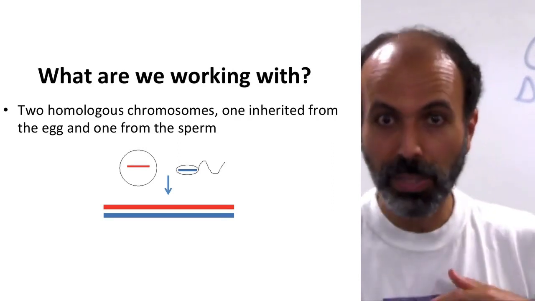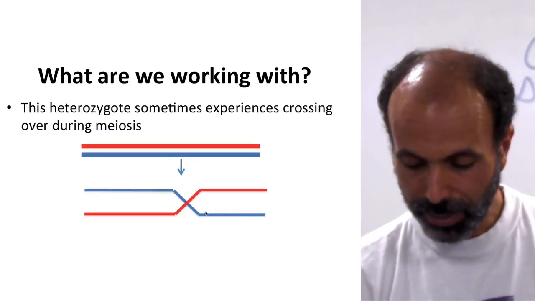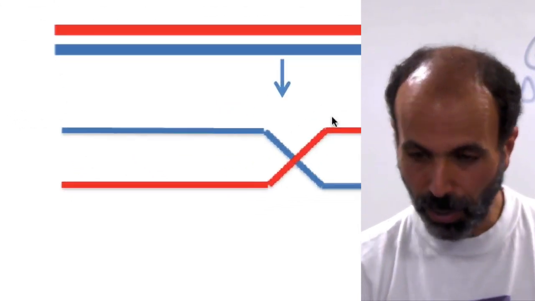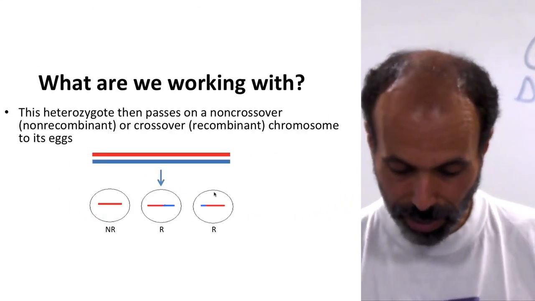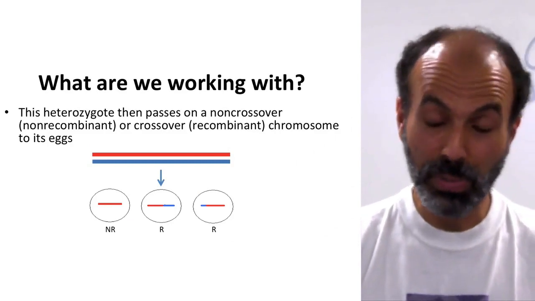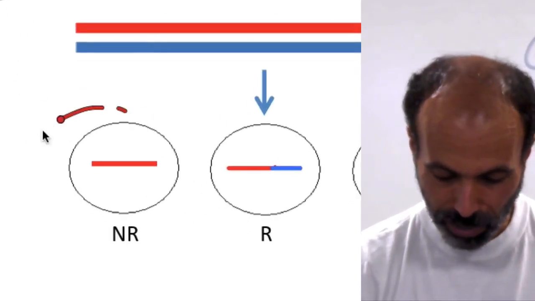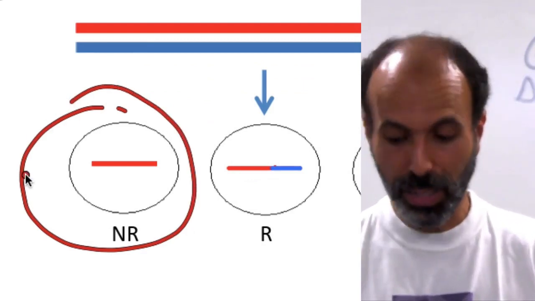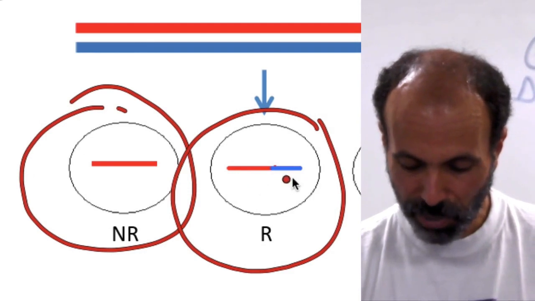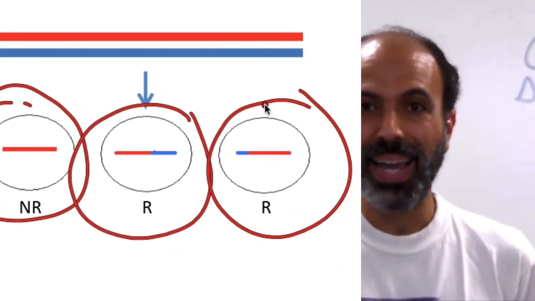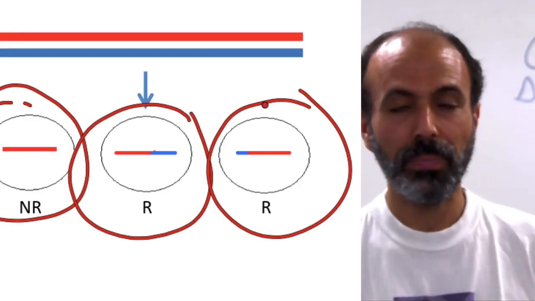What may happen inside me in the process of making some of my gametes, I may have something like this happen, where pieces get broken and stuck together, such that among my eggs, I obviously didn't produce eggs, but among my eggs, I might have some non-recombinant, so this is something passing on exactly what I got from mom, and some that are recombinant, which have bits from mom, bits from dad, bits from mom, bits from dad. This is a recombination event happening along a chromosome.